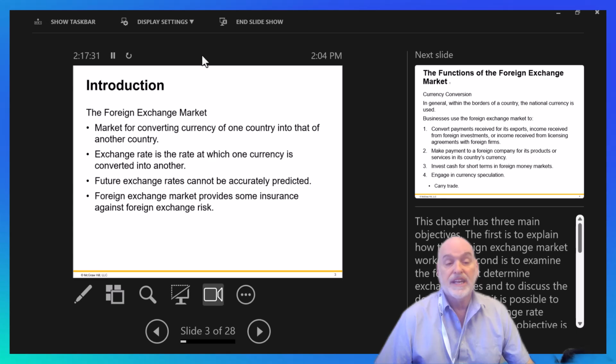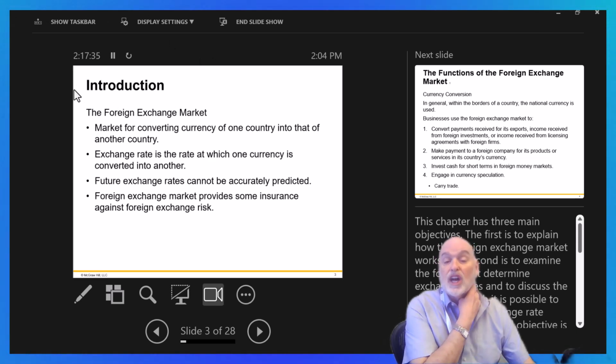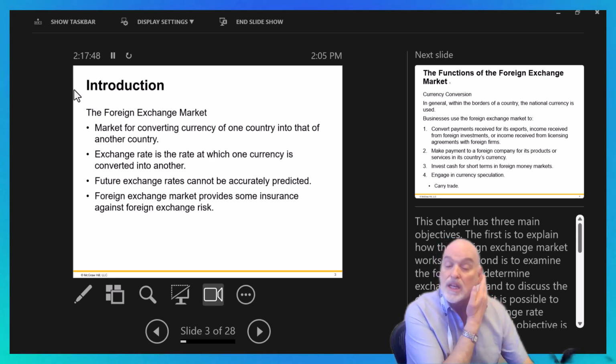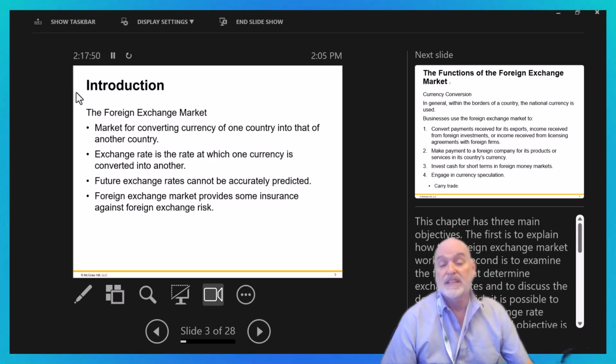The foreign exchange market, also known as the Forex market, is the market for converting currency of one country into that of another country. Exchange rate is the rate at which one currency is converted into another. Future exchange rates cannot be accurately predicted, and the foreign exchange market provides some insurance against foreign exchange risk.